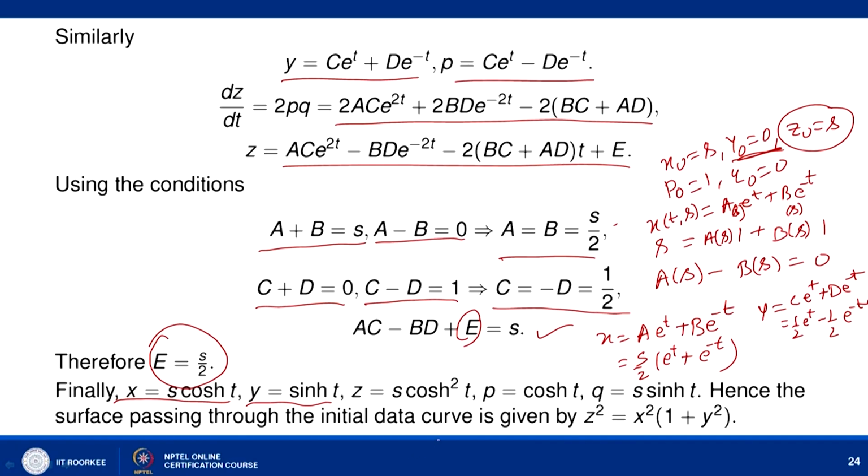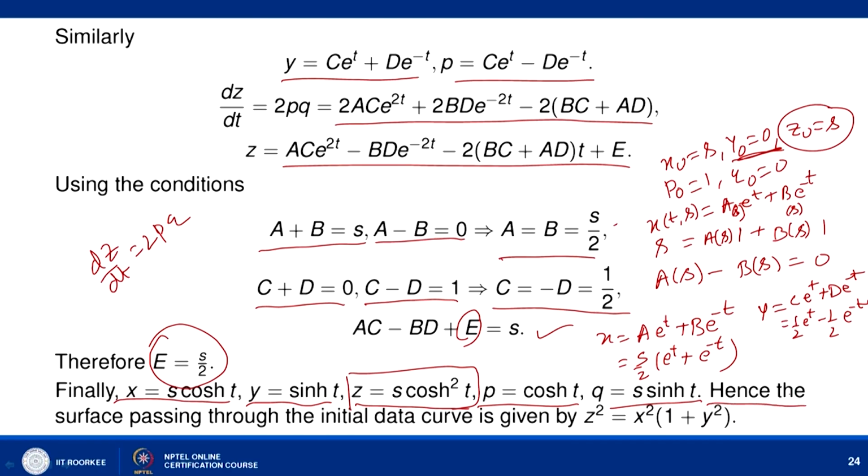Now using all these values of a, b, c, d, you can write down that z is coming out to be s cos hyperbolic square t. Either you solve using this, or you first with the help of x, y get the value of p and q, and with the help of p and q you can solve dz by dt equal to 2pq, and then you can get z equal to this value. So, it is up to you whether you directly put the value or you use the value of p and q to find z. So, we can get z as s cos hyperbolic square t.